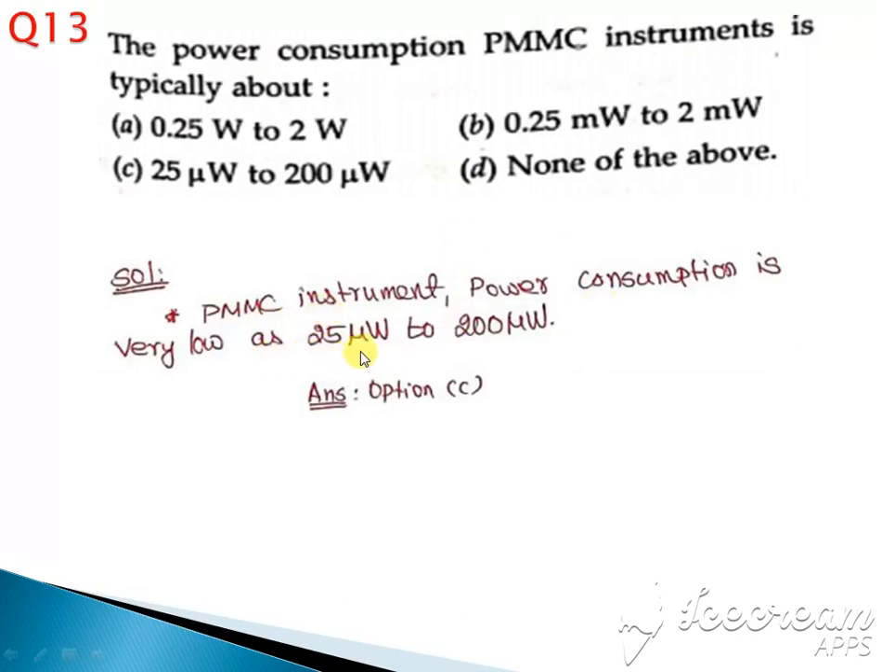The power consumption of PMMC is typically... in general, PMMC instrument power consumption is very low, 25 microwatts to 2000 microwatts. The option is option C.